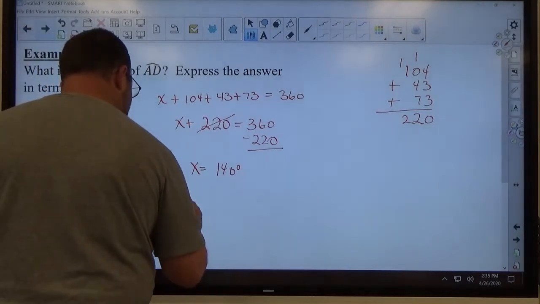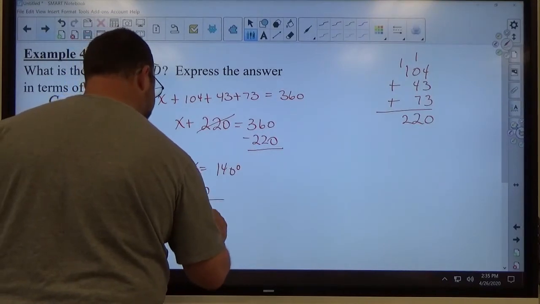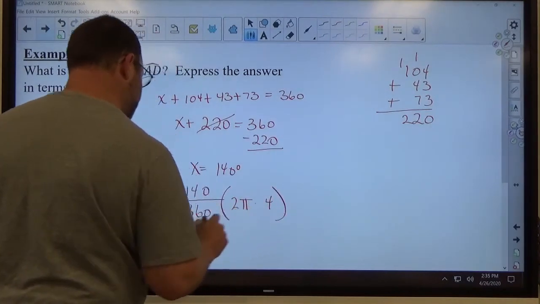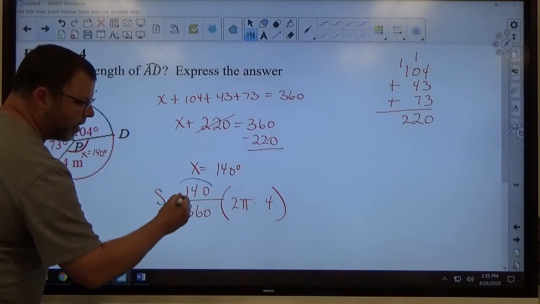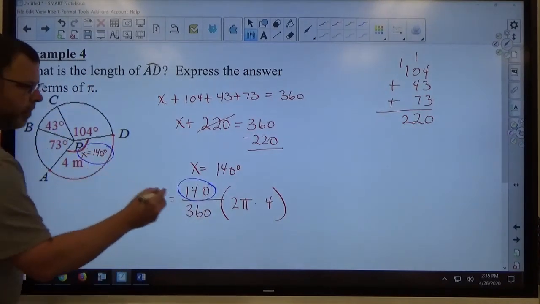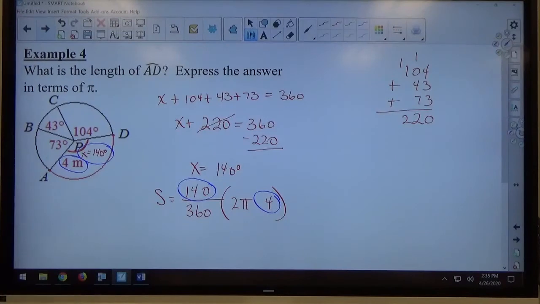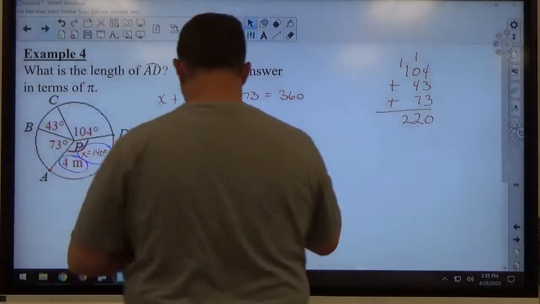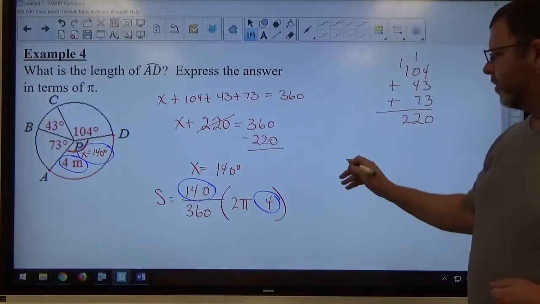Since it's degrees, I'm using the degree measure over 360 times 2 pi times the radius. Every time I'm doing the degree formula, I need this number, which came from right here, and the radius, which came from right here. Those are the 2 numbers I need for that formula. The 2 and the pi and the 360 are all part of the formula. Once I've established that I'm in degrees, I've applied the proper formula. Now it's just a matter of evaluating this thing.